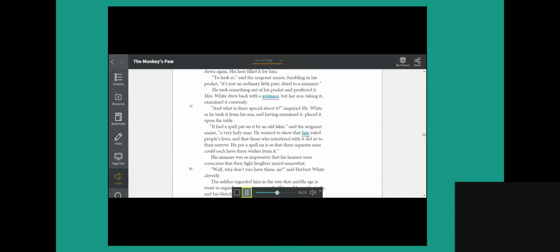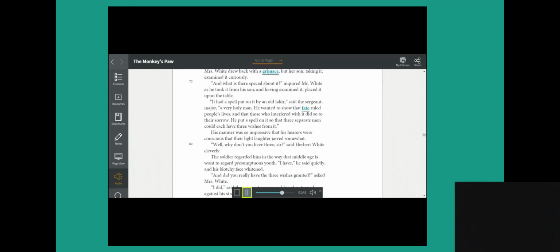"It had a spell put on it by an old fakir," said the sergeant major, "a very holy man. He wanted to show that fate ruled people's lives, and that those who interfered with it did so to their sorrow. He put a spell on it, so that 3 separate men could each have 3 wishes from it." His manner was so impressive that his hearers were conscious that their light laughter jarred somewhat.